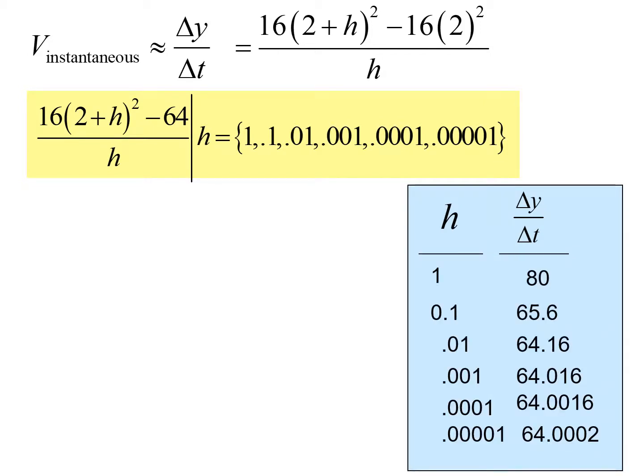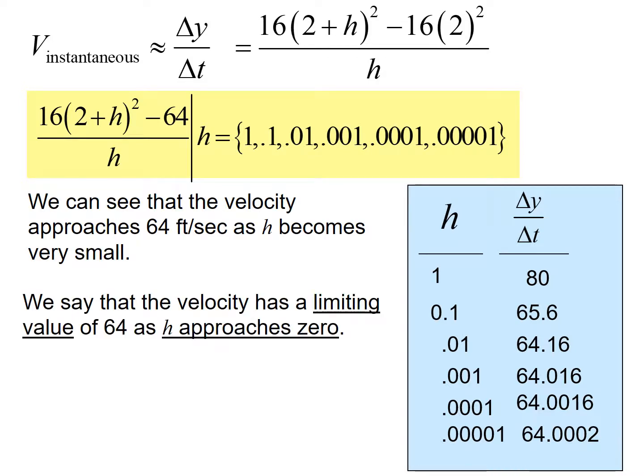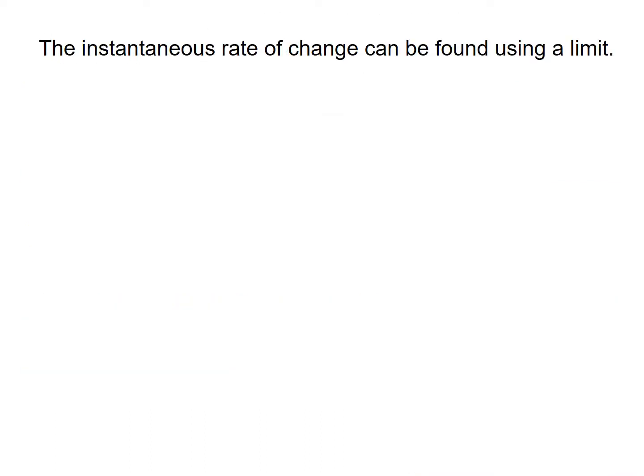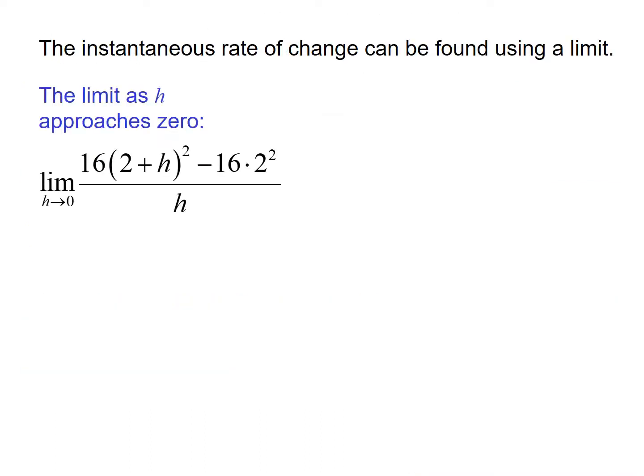And if we look at the output there, we can see that we're getting very close to 64, meaning at 2 seconds, the rock is falling at an instantaneous rate of 64 feet per second. So it has a limiting value of 64, meaning as h approaches 0, the instantaneous rate of change is approaching 64. And we learned the other day that we can write this out using a limit. This is what the concept of a limit is. As our change in time approaches 0, we can find that instantaneous rate.